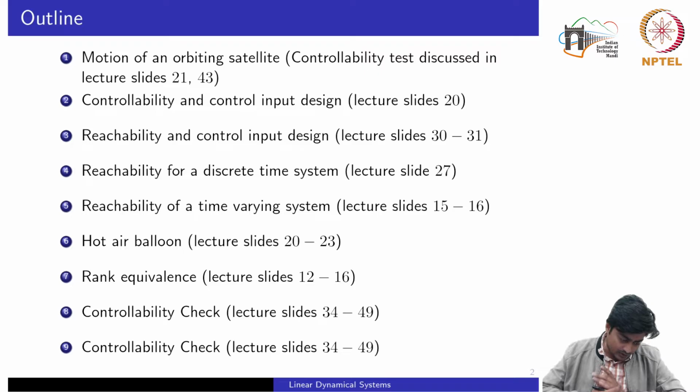So this is the outline for the tutorial problems. The problems which we would see today would consist of the controllability tests from the lecture slides 21, 20 and 43. We would also have the control input design, the reachability for the discrete time and the time varying systems. One practical example is considered in problem number 6, which is the hot air balloon. Then the rest we do with the controllability check under different conditions, and also the rank equivalence condition.